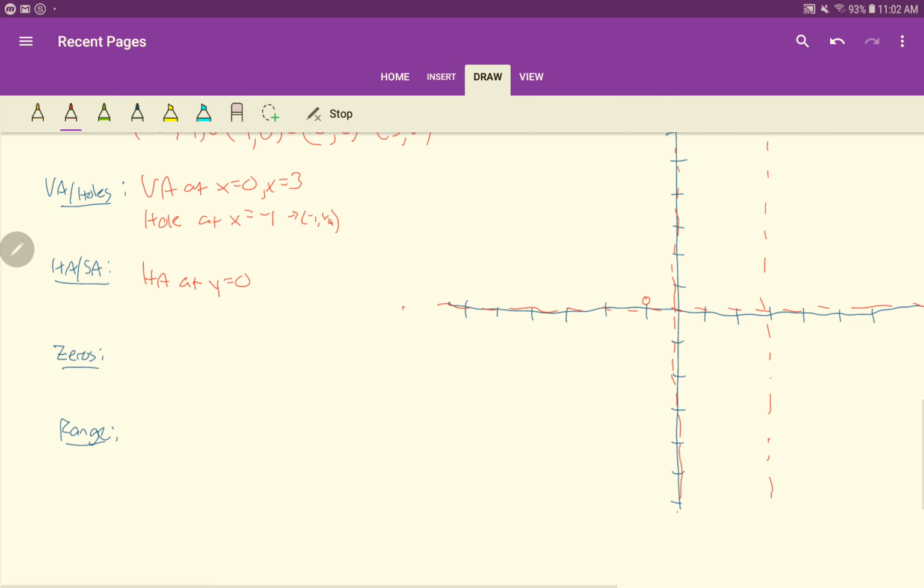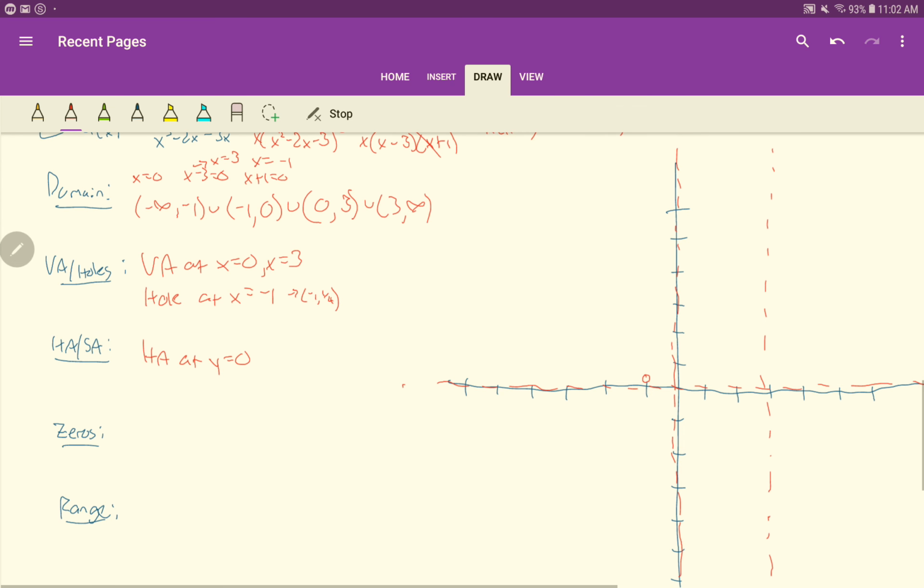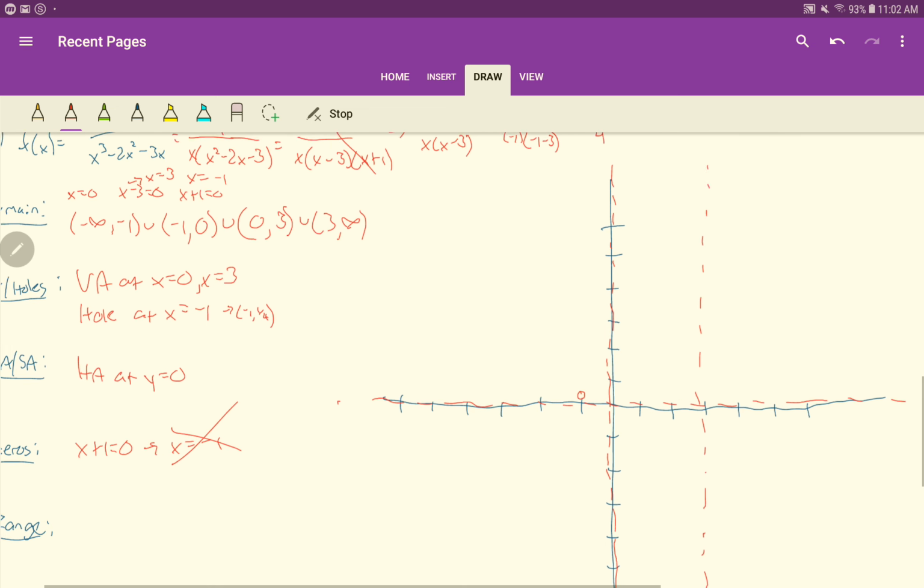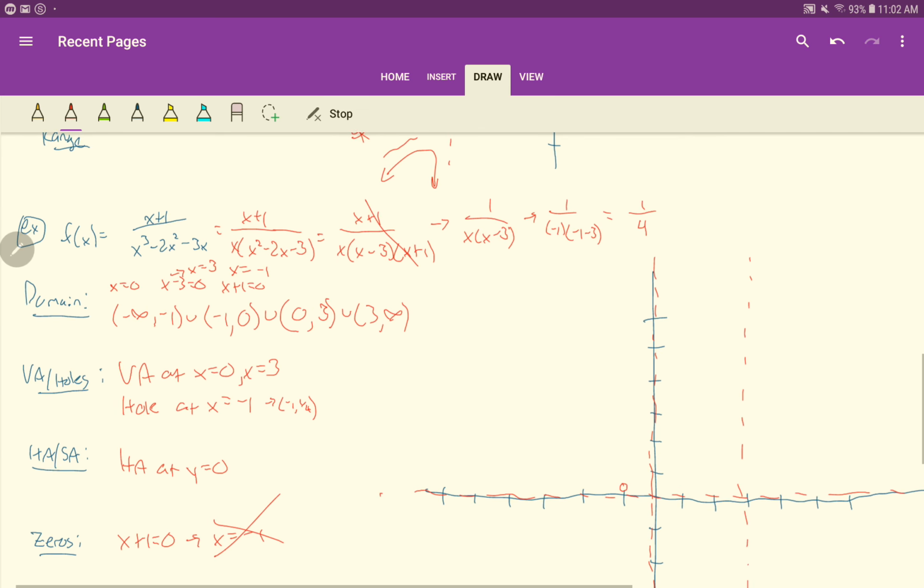Okay. Zeros, so this is only going to equal 0 when the numerator equals 0, so we set x plus 1 equal to 0, so that would indicate that x equals -1. However, remember, -1 is excluded from our domain, so there are no zeros. This thing does not have a zero that crosses the x-axis. Okay, and then for our range, well, we'll talk about that here in just a second too. Okay, so let's get this thing graphed.